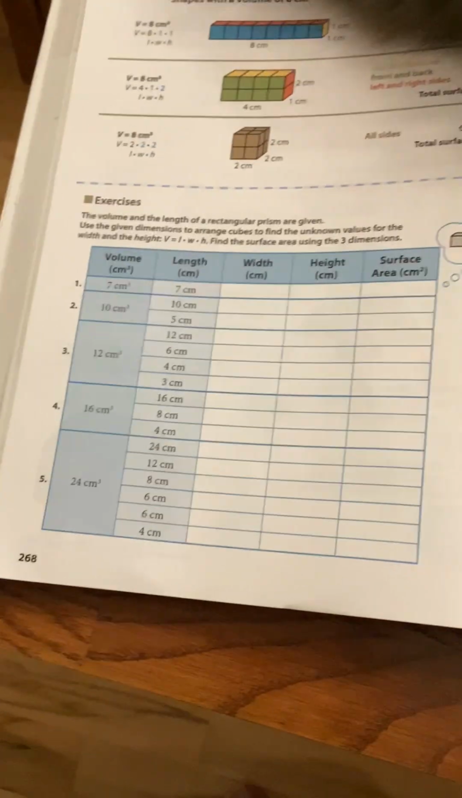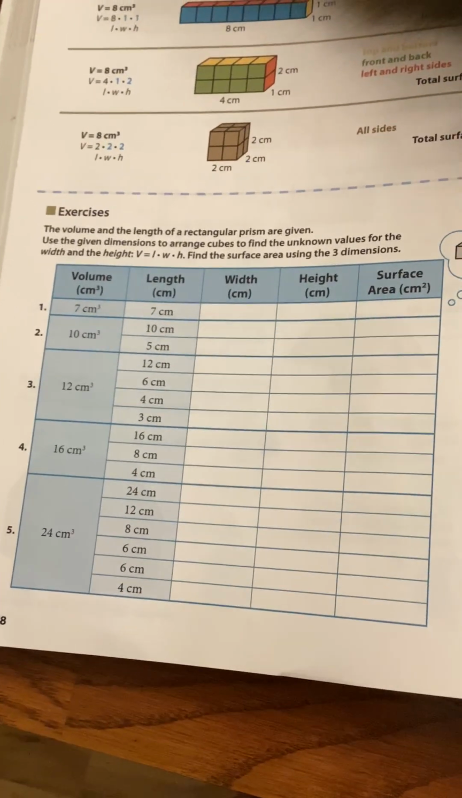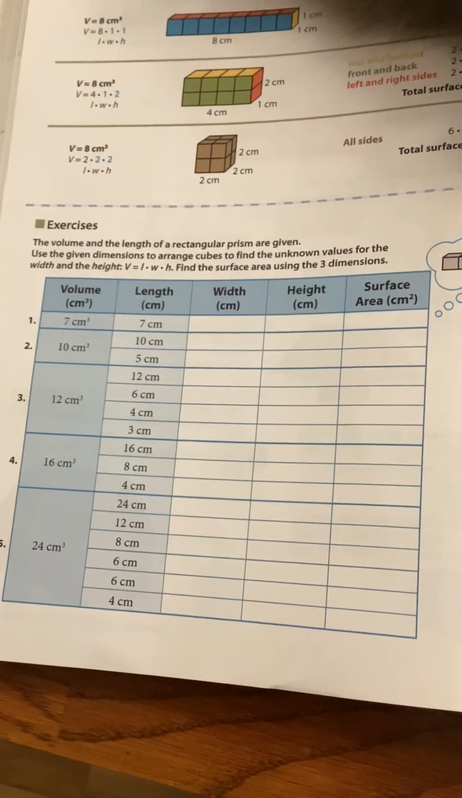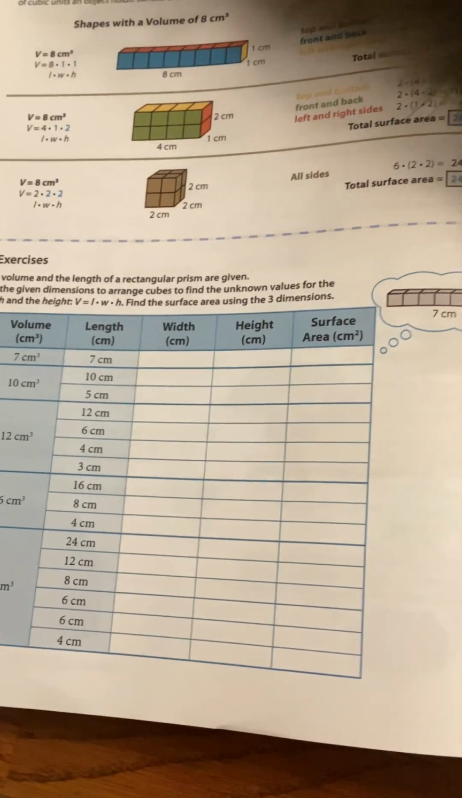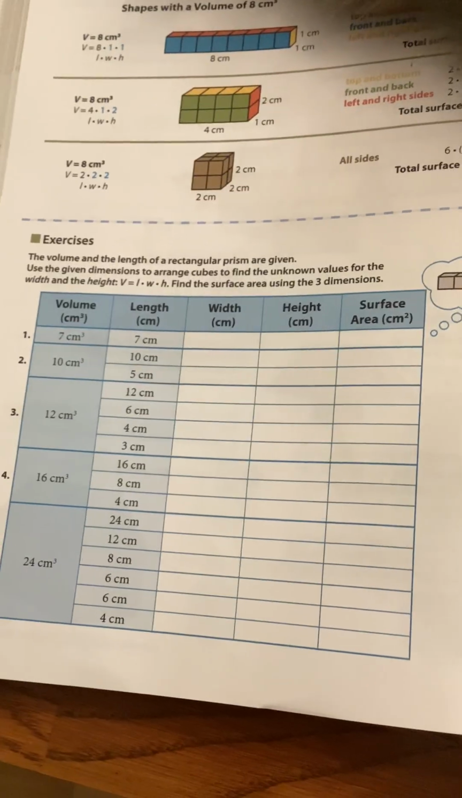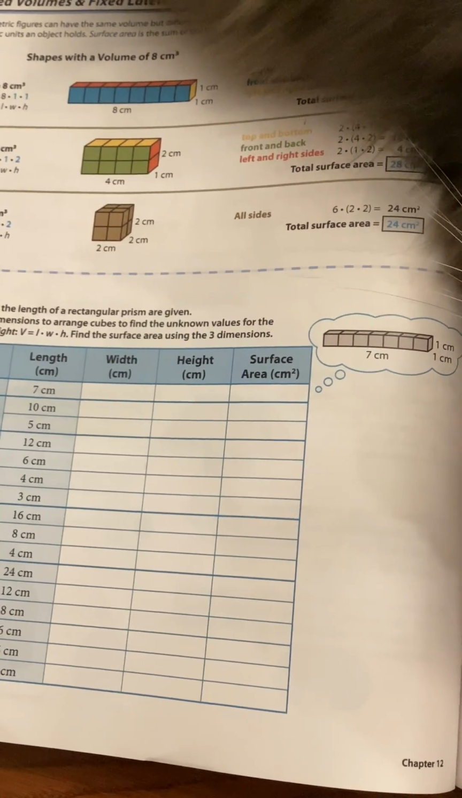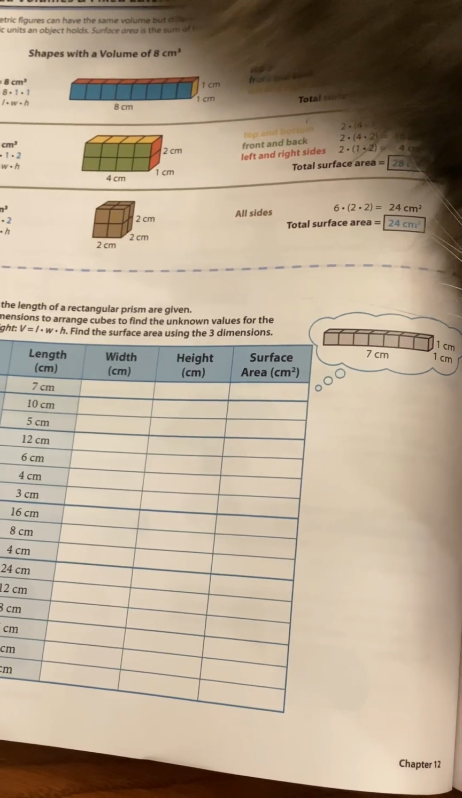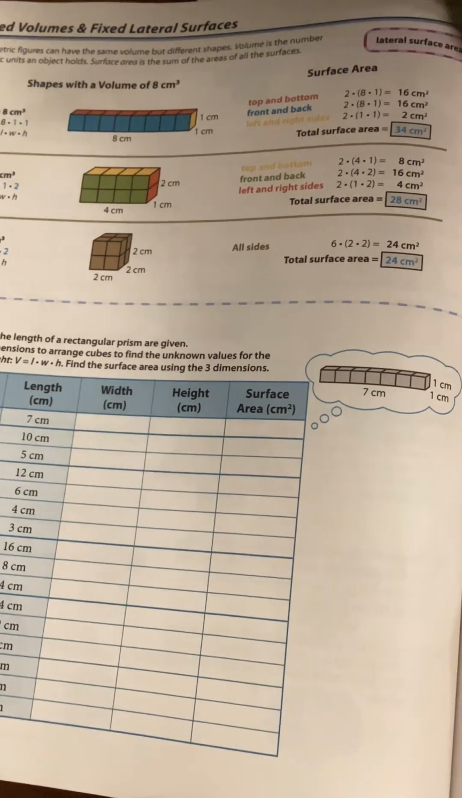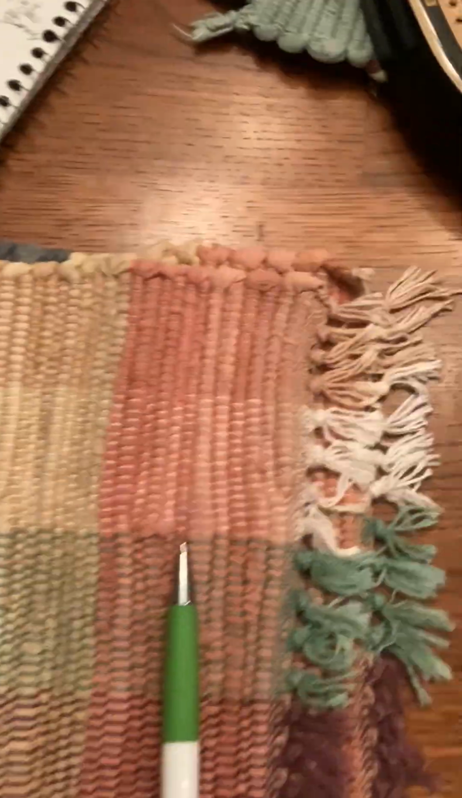Anyways, so here's the cat. Adrian is helping me out here. So number 3, you got the volume is 12. You got a fixed volume of 12, and you're going to have different lengths. So you have to find your different lengths or widths and heights, and what your surface areas are going to be.